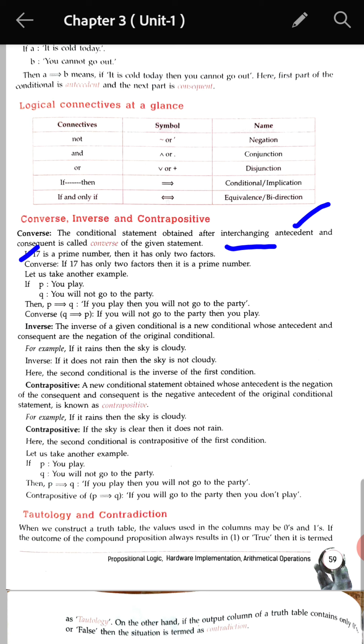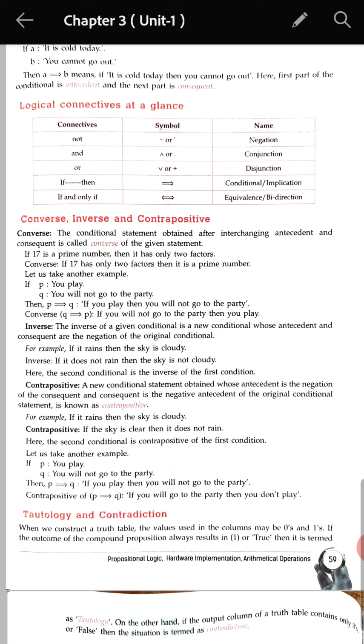Just remember that. See, for example, if P is you play and Q is you will not go to the party, P implies Q is if you play, then you will not go to the party. And the converse says if you will not go to the party, then you play. And these types of questions occur in your paper.